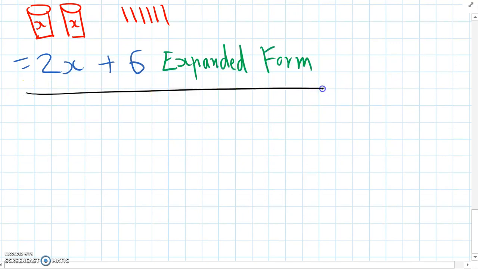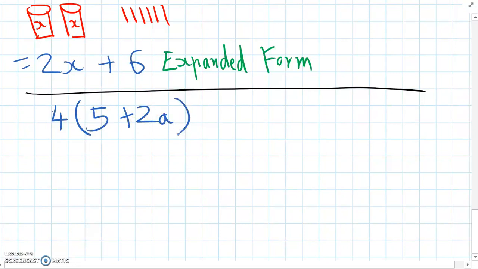Let's do one more example. If we have 4 brackets 5 plus 2a, again we'll use the cups and the straws to model this. So the first term in brackets has 1, 2, 3, 4, 5, plus 2 a's, which means 2 times a. So we're going to need 2 cups to represent the a. A cup can be any variable.